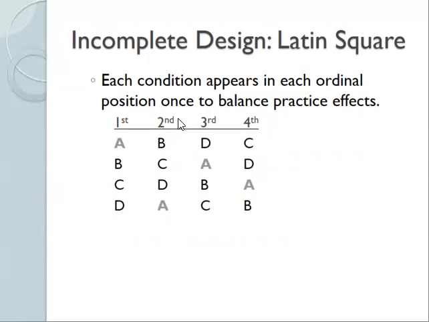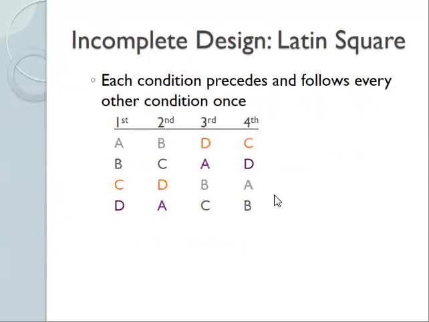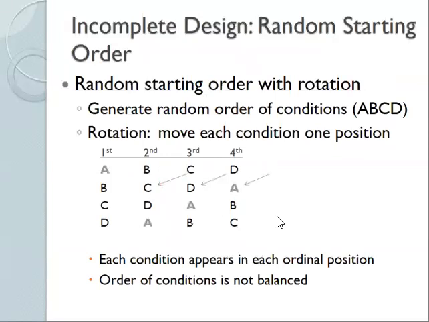So the first key is that each condition appears in each ordinal position once. A is first, second, third, and fourth. Another component of this Latin square is that each condition precedes and follows every other condition once. We have D, then C, we have C, then D. A, then D, D, then A. B, then C, C, then B. This helps control for potential order effects that might be specifically related to one condition influencing another. So Latin square is a really good option.